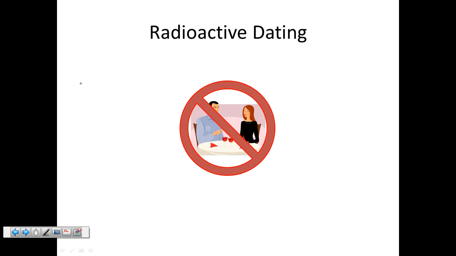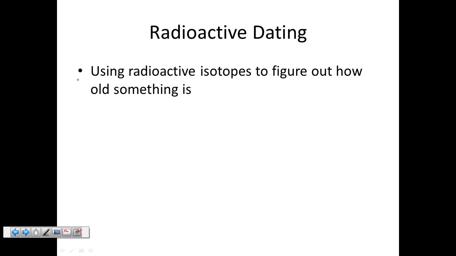Alright, let's take a look at radioactive dating. Now when I talk about radioactive dating, I'm not talking about this kind of dating at all. Okay? What we're talking about is using radioactive isotopes to figure out how old something is. We dig up a bone, or a clay pot from some archaeological site. We can use radioactive isotopes to figure out how old that sample is.